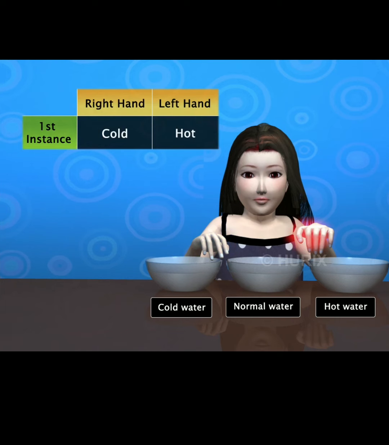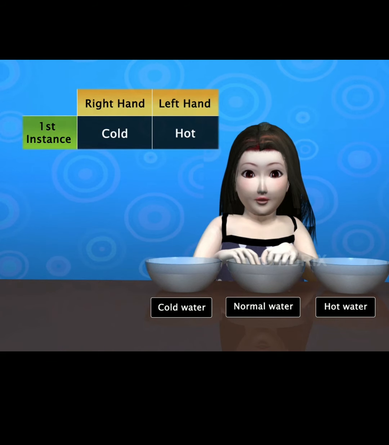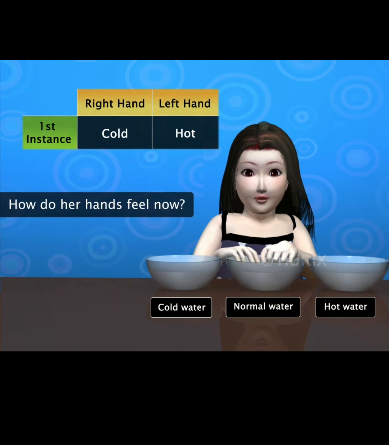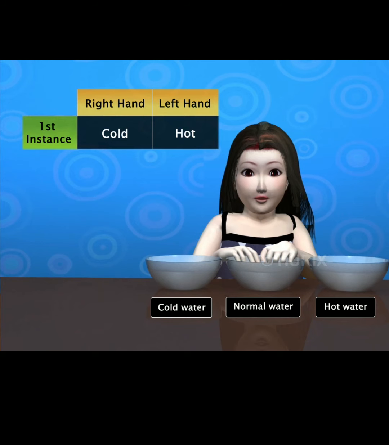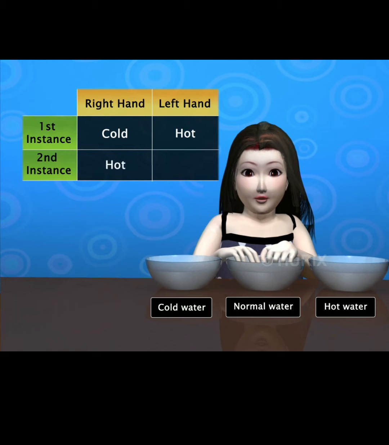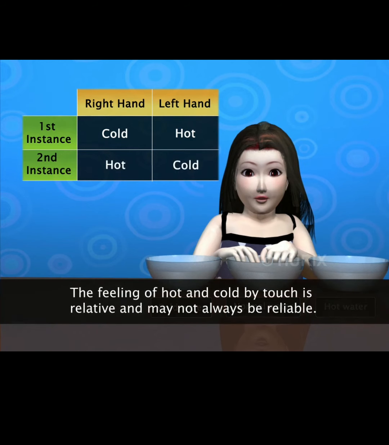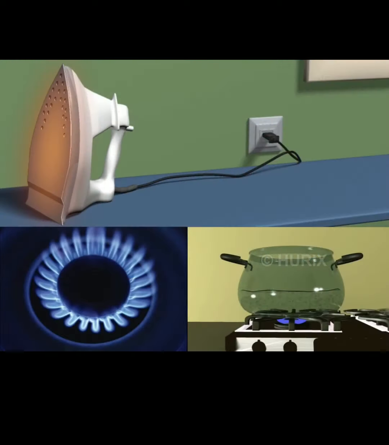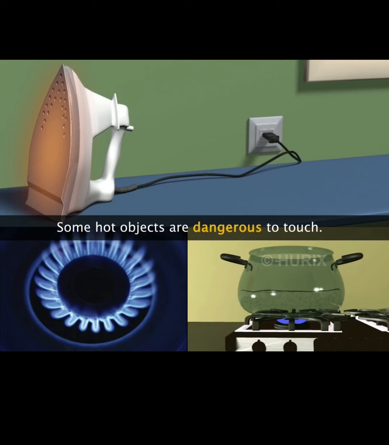Next, she immediately dips both hands in the bowl of normal water. How do her hands feel now? The sensation is just the opposite of the previous instance. This implies that the feeling of hot and cold by touch is relative. It can change on basis of the previous experience and may not always be reliable. Also, objects that are too hot are dangerous to touch.